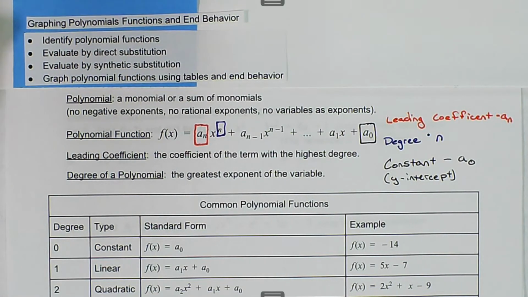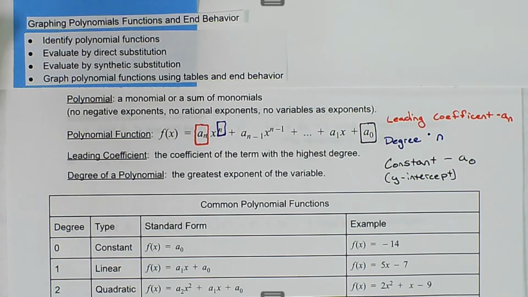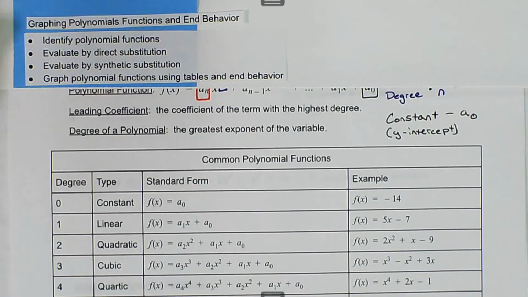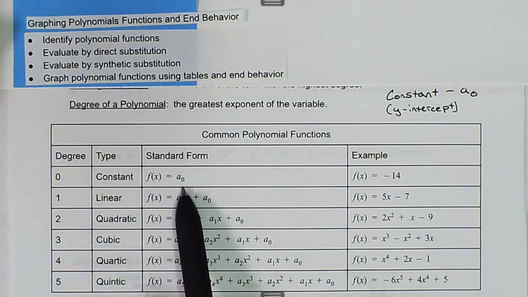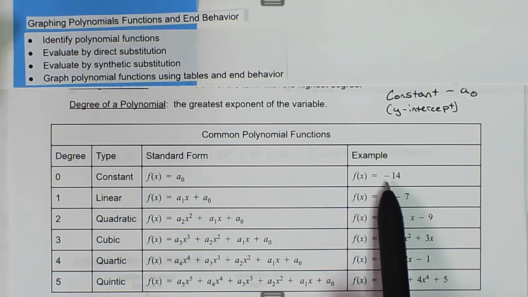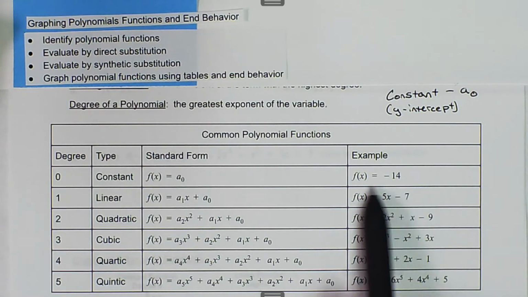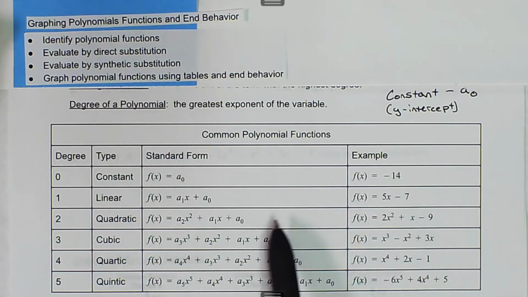So we can look at some common examples of polynomial functions. So we have a constant function, f of x equals a sub 0. In that case, we're just saying like y equals negative 14, and that would just be a line that goes across at y equals negative 14.